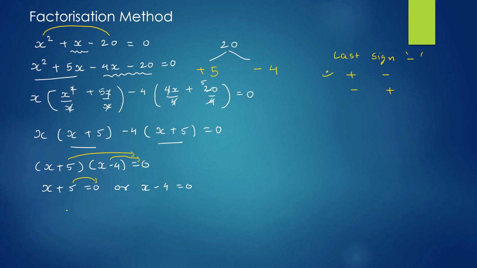5 will go to the right side, x will become minus 5, or minus 4 will go to the right side, so x equal to plus 4. So your final answer will be x equal to minus 5 or 4.